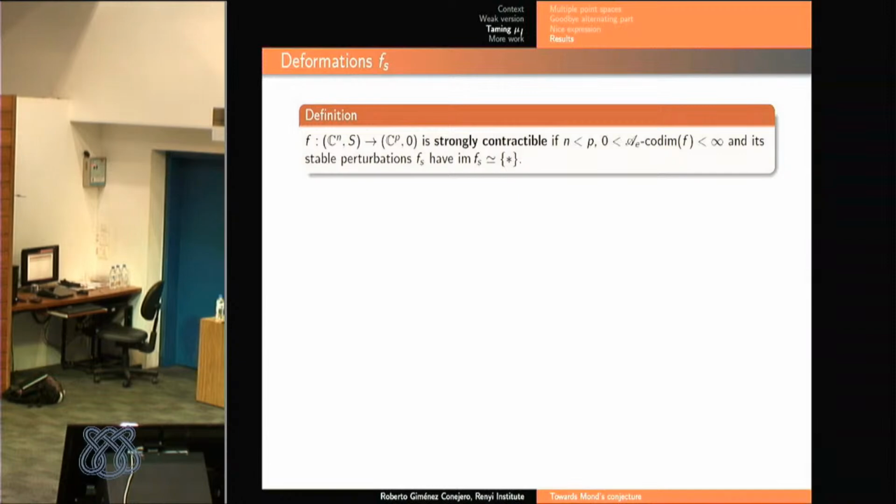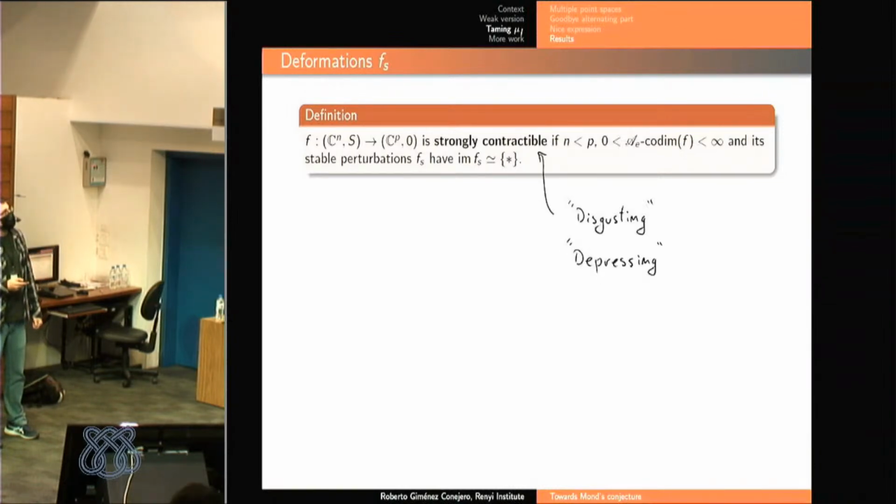These strongly contractible germs are germs such that this is positive, but this is 0. So a counterexample to our weak version of Mond's conjecture. And this is what this says: just the image of the stable perturbation is just a point.